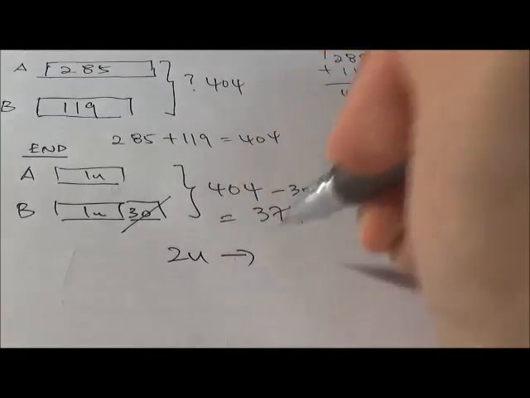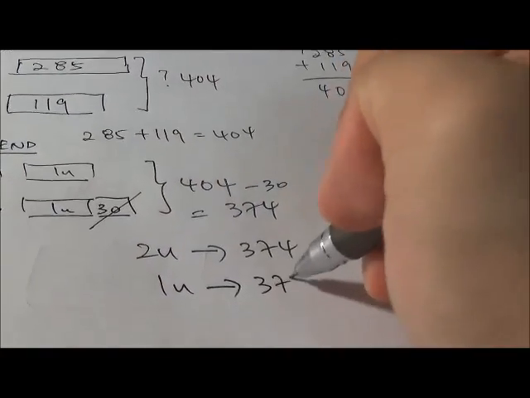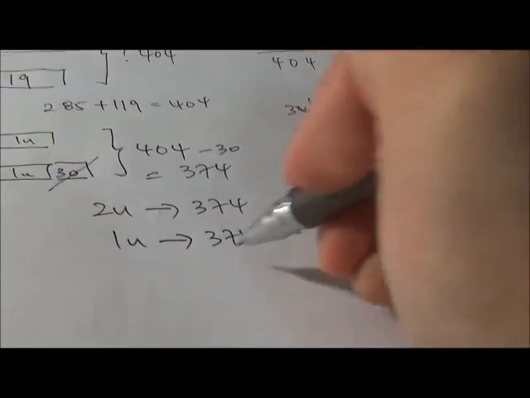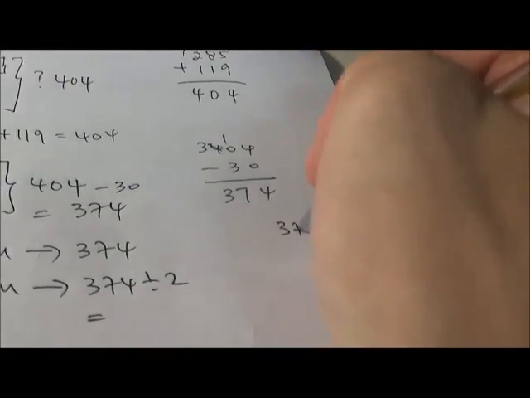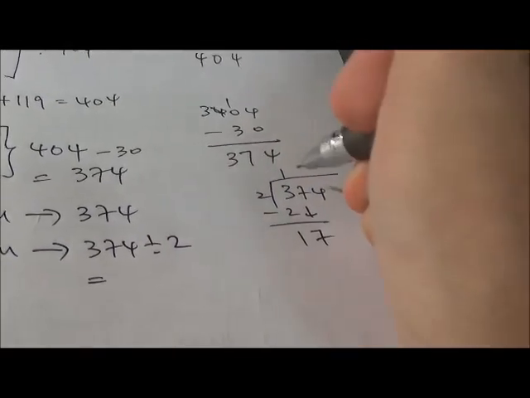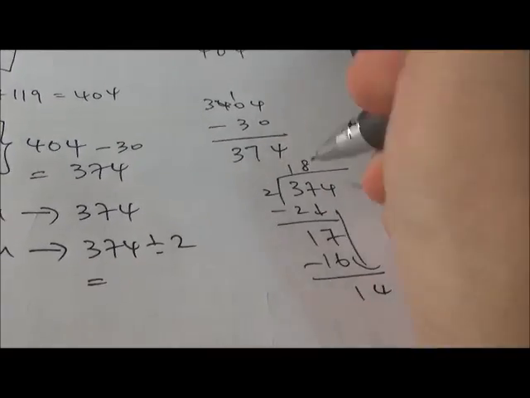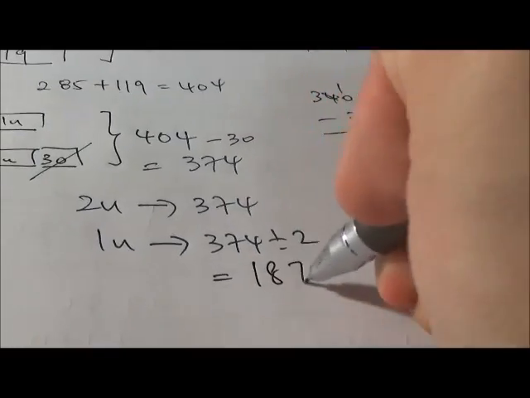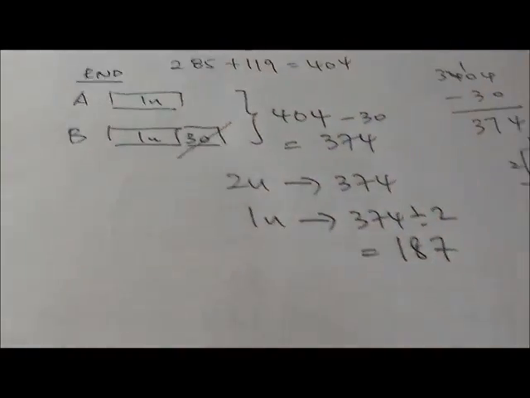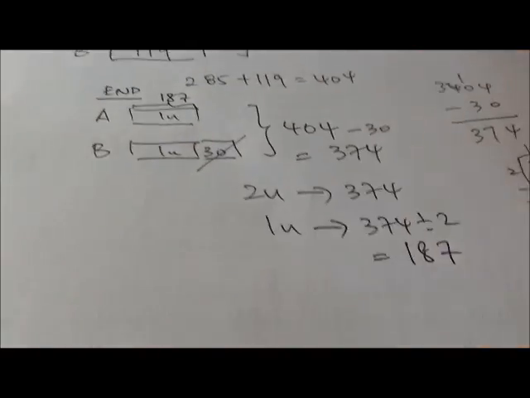Units method, 2 units is 374. 1 unit will be 374 divided by 2. I divide 374 by 2. 1 minus 2, 1, I bring down my 7. 8, 16. I bring down my 4. 187, which means A must have 187 left.